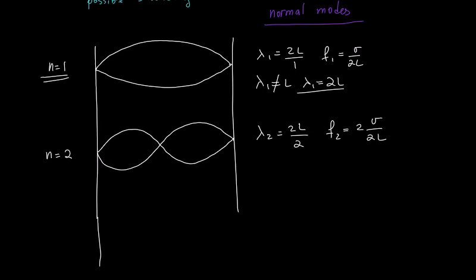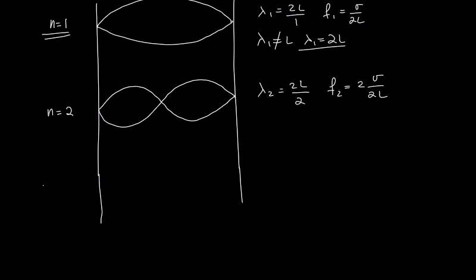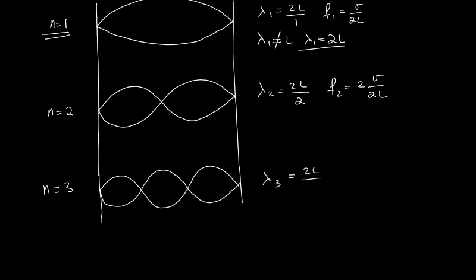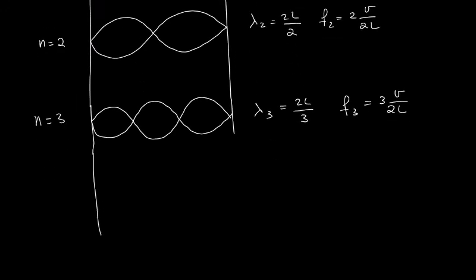So let's just draw mode 3. n equals 3. We are supposed to have 3 loops now. So 1 loop, 2 loops, and 3 loops. This one would be λ3 equals 2L over 3. The frequency would be 3v over 2L. And well, let's do the fourth one. I'm sure you can already do it yourself. Maybe you have to pause the video here and do it on your own.